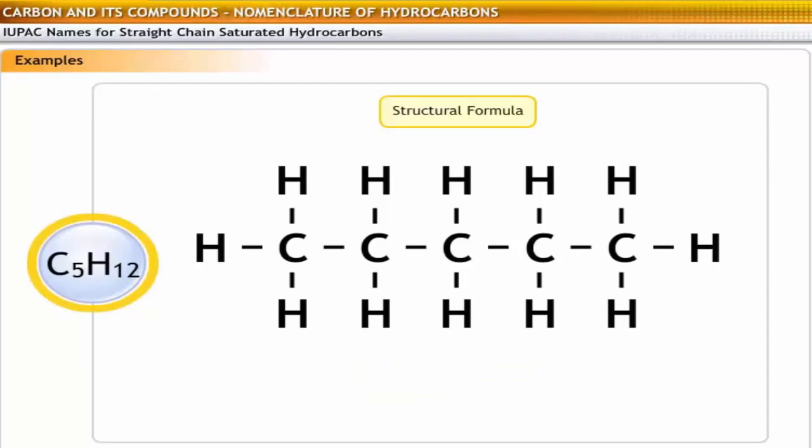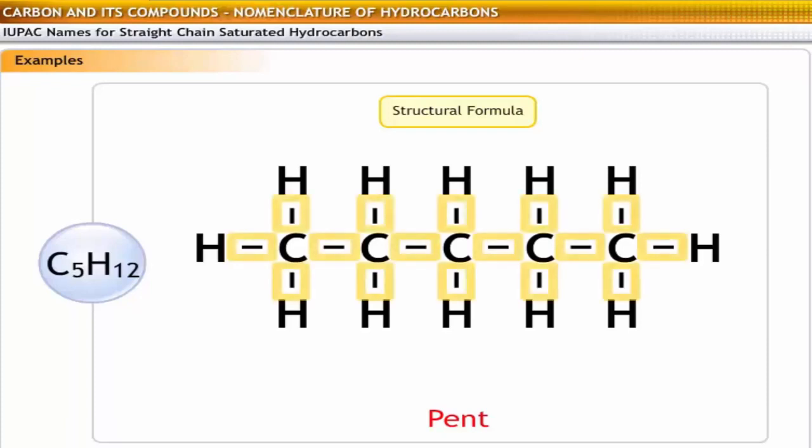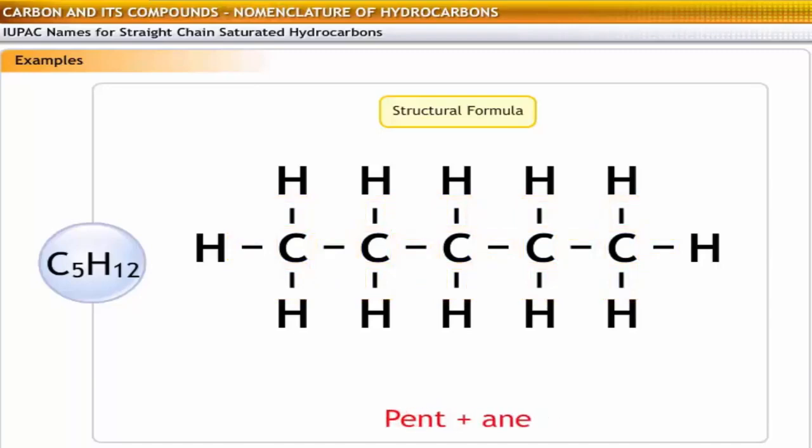Since C5H12 has 5 carbon atoms, its root word is pent. The carbon atoms are saturated with each having 4 bonds attached to different atoms. So, it is an alkane. The IUPAC name is a combination of pent and ane, pentane.